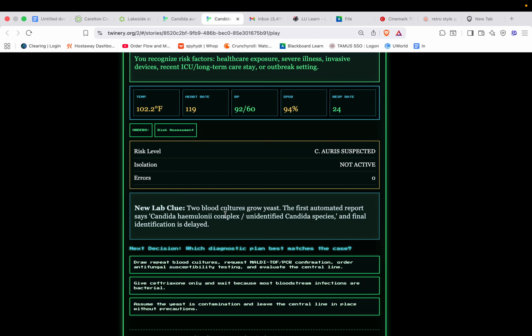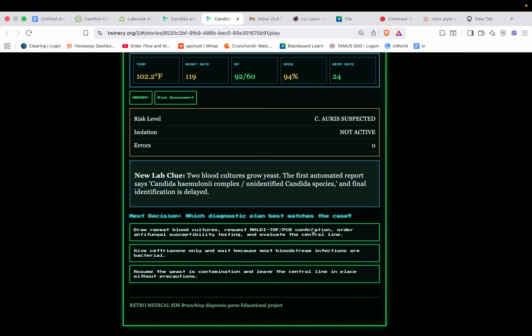New lab clue: two blood cultures grow yeast. The first automated report says Candida haemulonii complex, or unidentified Candida species. So the final identification is delayed. What we'll do is request the MALDI-TOF slash PCR confirmation, order antifungal susceptibility testing, and evaluate the central line. This is correct because Candida auris may be misidentified by routine laboratory systems.